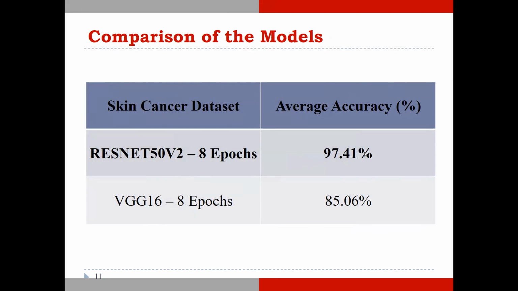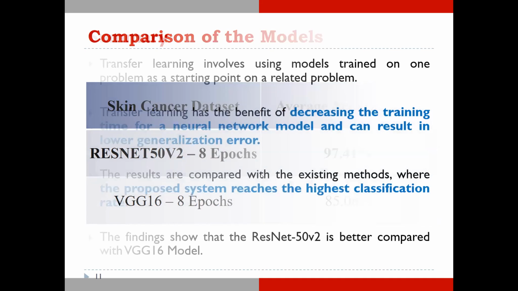Yes, sir. 97.41%. And for VGG16, we got 85.06%. So we have compared two transfer learning approaches, and we conclude that ResNet 50 V2 is the best compared with the other models.